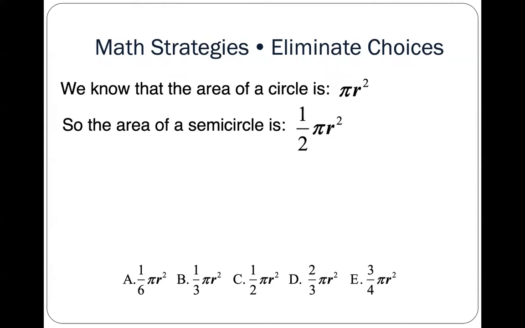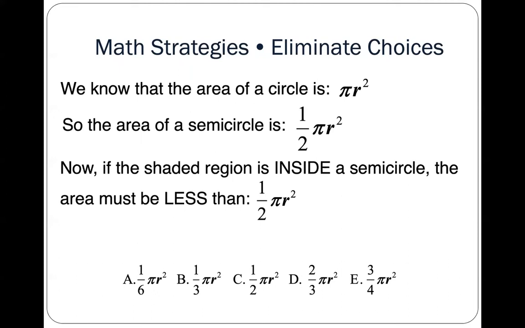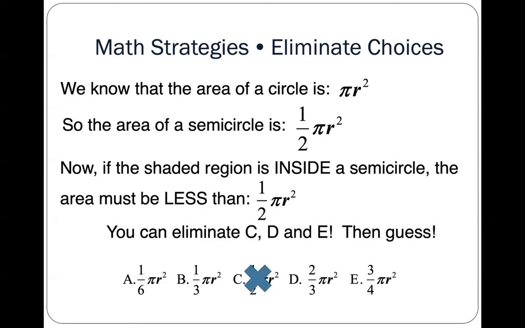And the area of a semicircle, which means half the circle, would be half pi r squared. So now our shaded region is less than, which is inside of a semicircle. So the area must be less than 1/2 pi r squared. So we can cross out option C, because we're going to be less than that, option D, and option E. So then you're at least choosing a 50-50 shot.